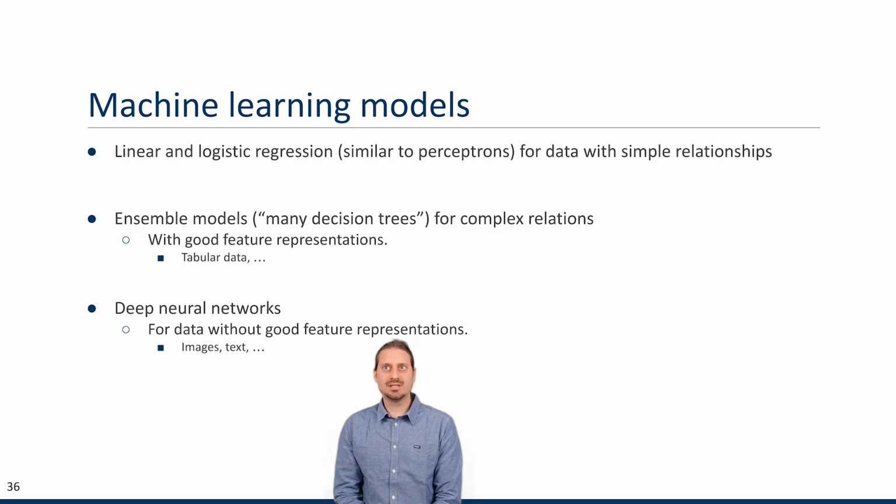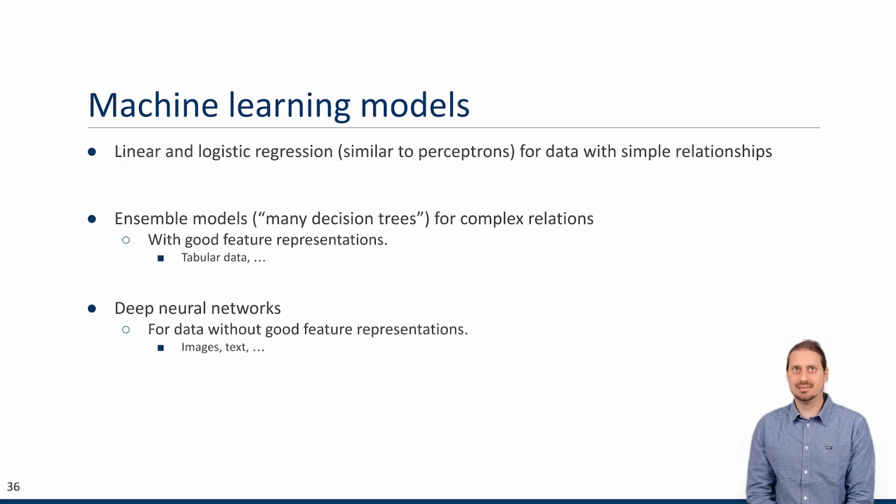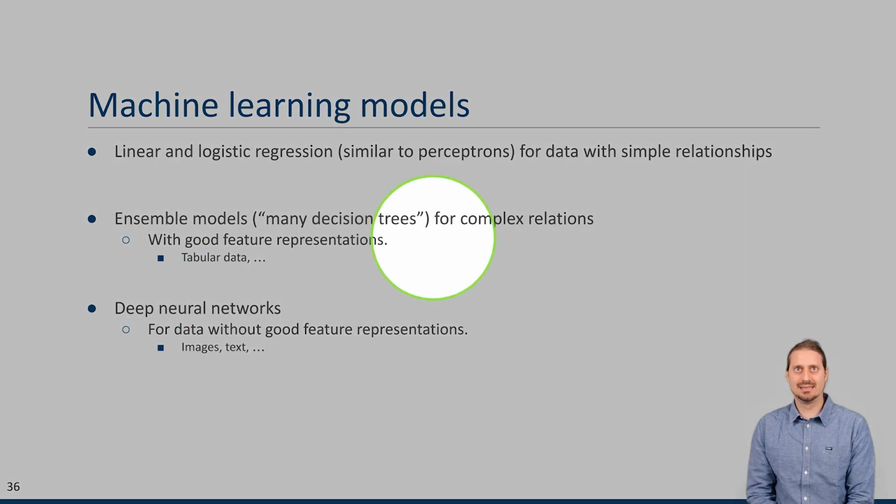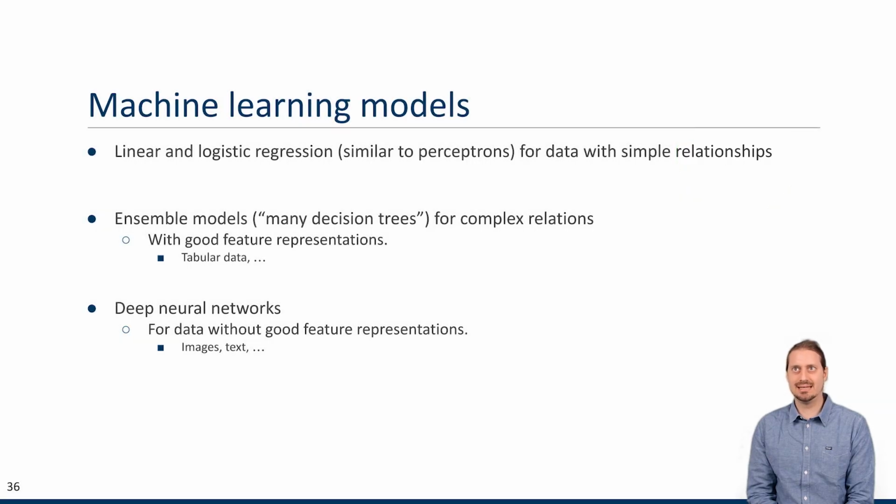Yeah, so that was almost all we wanted to cover in this first lecture. Just to say that we've dealt with fairly simple models here now. We discussed linear models like the perceptron. There are other linear models like linear and logistic regression. Basically, these only work for data with simple relationships, meaning data where we have a linear relationship between the data and the categories.